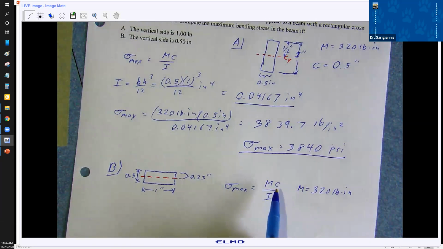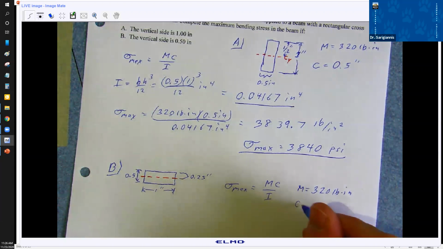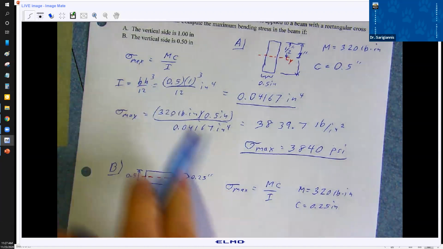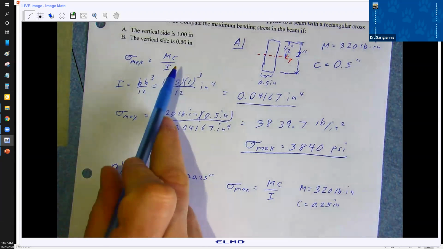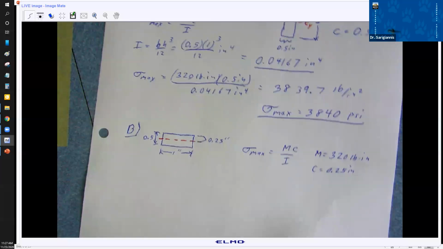C, the letter C here, is the max distance from the centroidal axis to the top or the bottom. And again, it's symmetric. So C is now 0.25 inches. So notice up here, C was 1. Now C is 0.25. This should reduce the overall stress, right? But let's look at our I value.